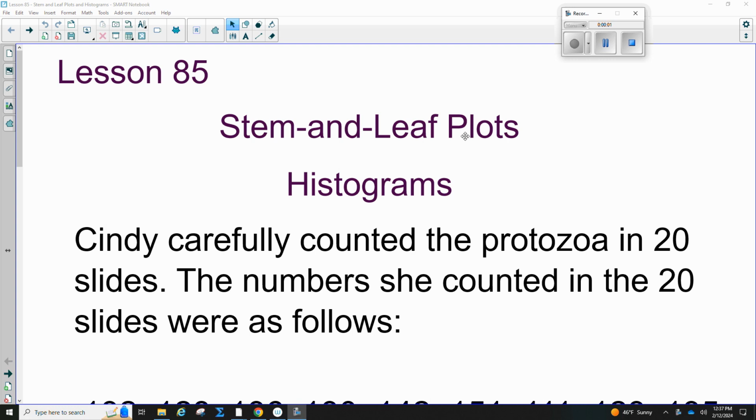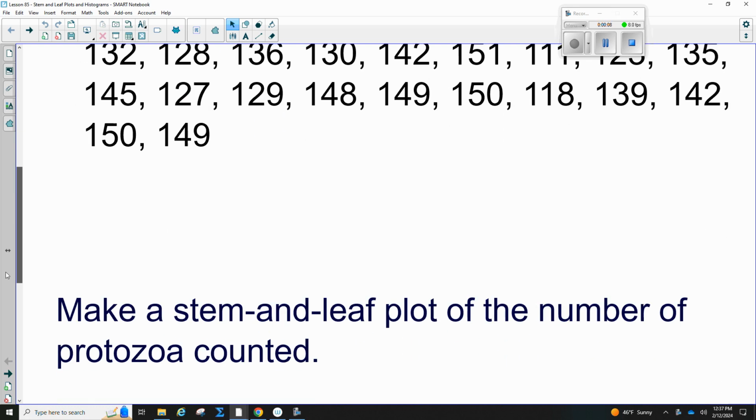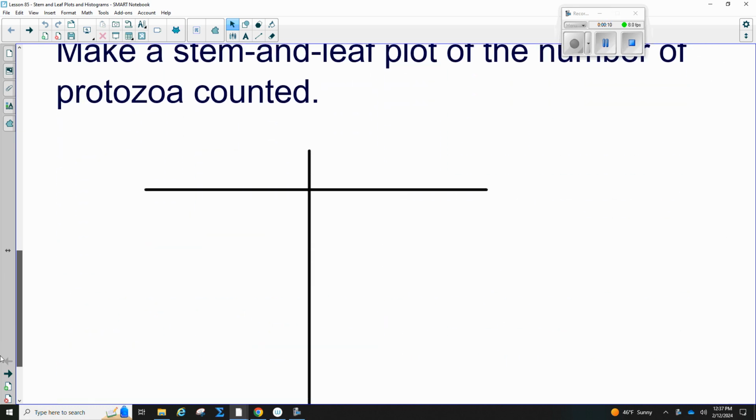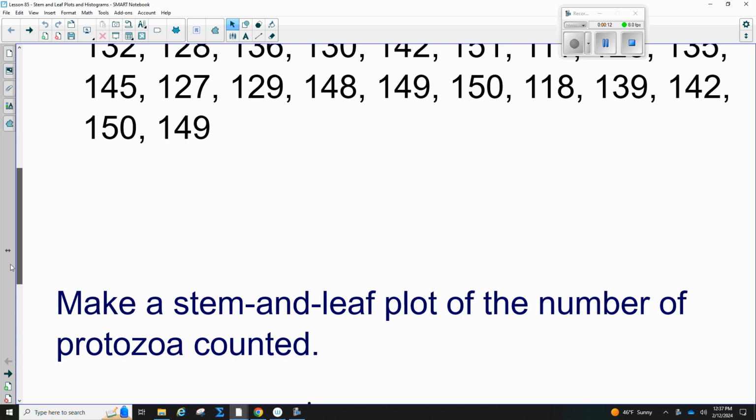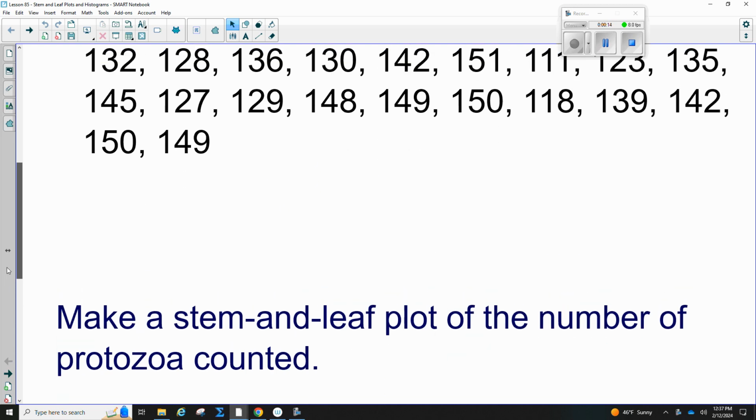All right, Cindy carefully counted the protozoa in 20 slides. The numbers she counted in the slides were as follows. Make a stem and leaf plot of the number of protozoa counted. All right, so we need to make a stem and leaf.